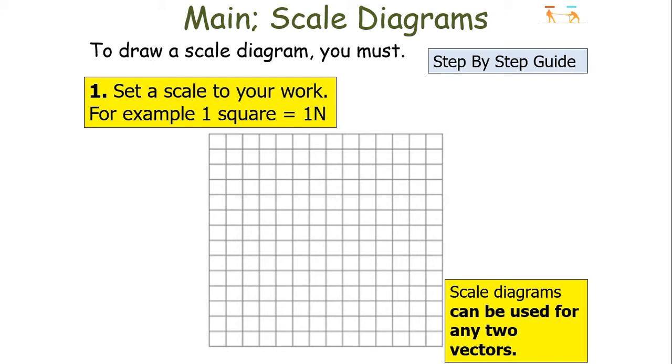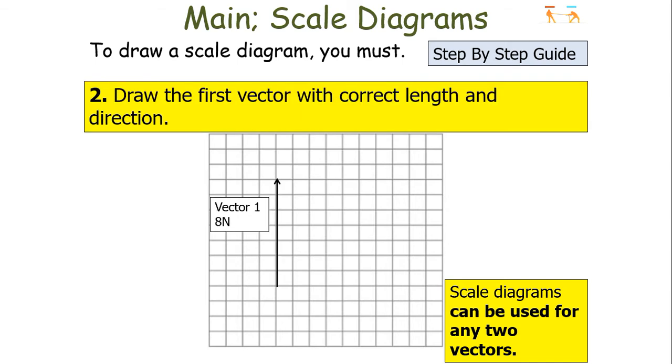So to work this out, you firstly draw a scale diagram and you set your scale to your work. So for example, 1 square is 1 newton. You then draw the first vector with the correct length and direction.